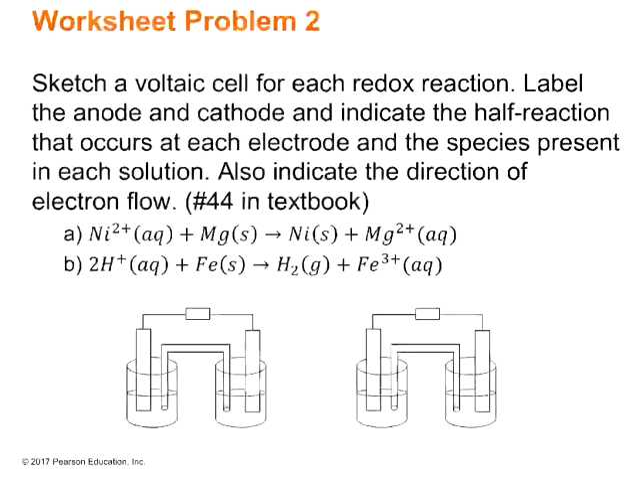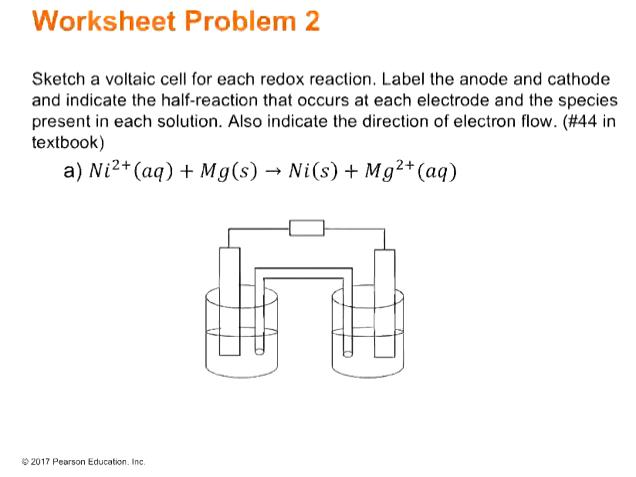So we have two reactions down below, and it looks like some of them are balanced, but some might not be balanced. Although that doesn't really matter too much for what we're doing today. All right, so we've got our first reaction where nickel ions are reacting with magnesium to produce nickel and magnesium ions.